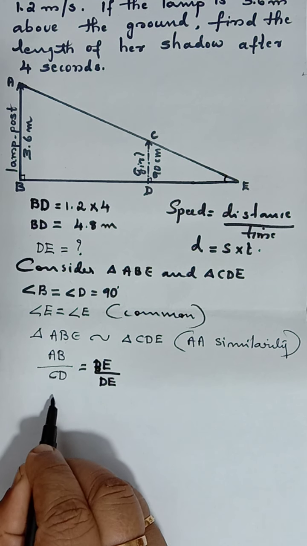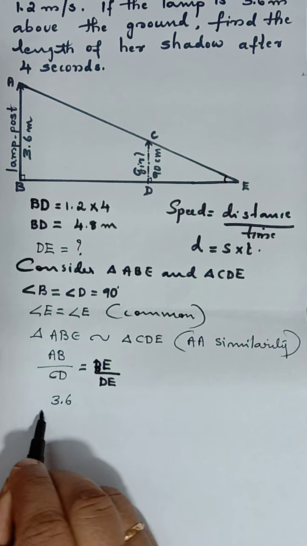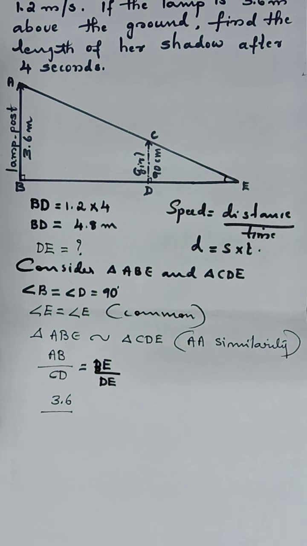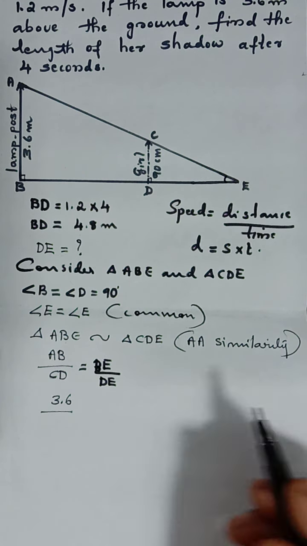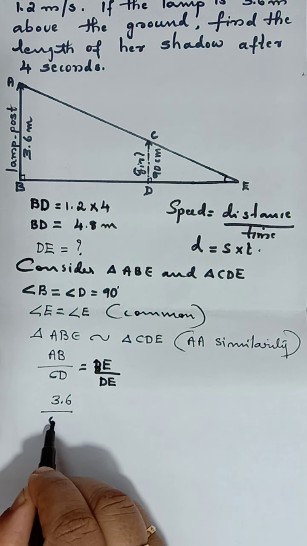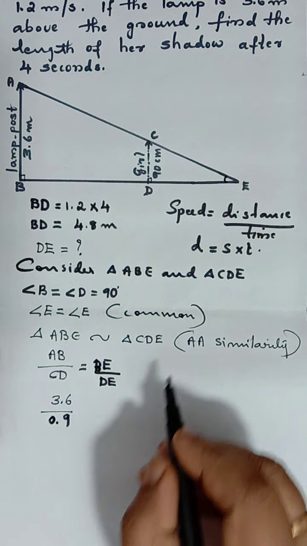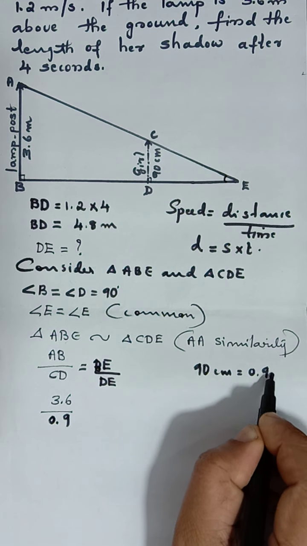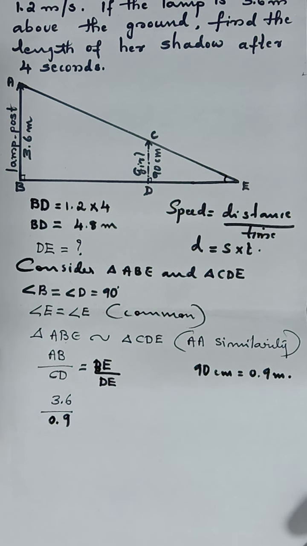What is our AB value? 3.6 meters divided by CD value 90 centimeter. We have to convert it into meters. 90 centimeter as meter, when we take, we have to move the decimal, so it becomes 0.9 meter. 90 centimeter is equal to 0.9 meter. We are dividing by 100. 100 centimeters is equal to 1 meter.